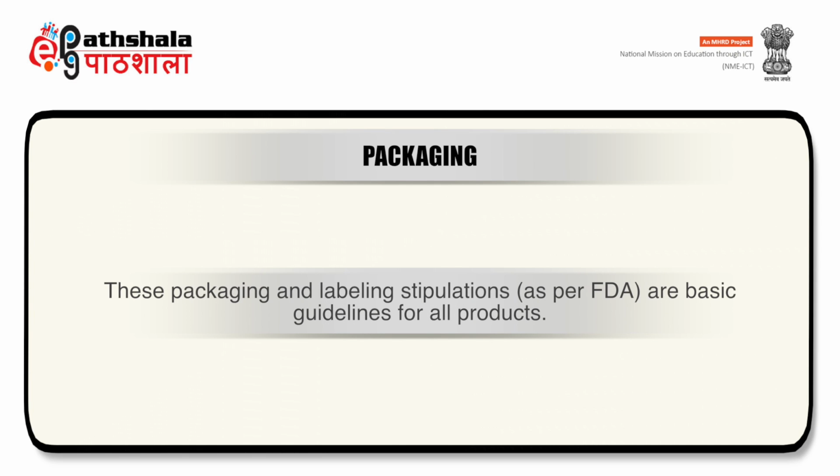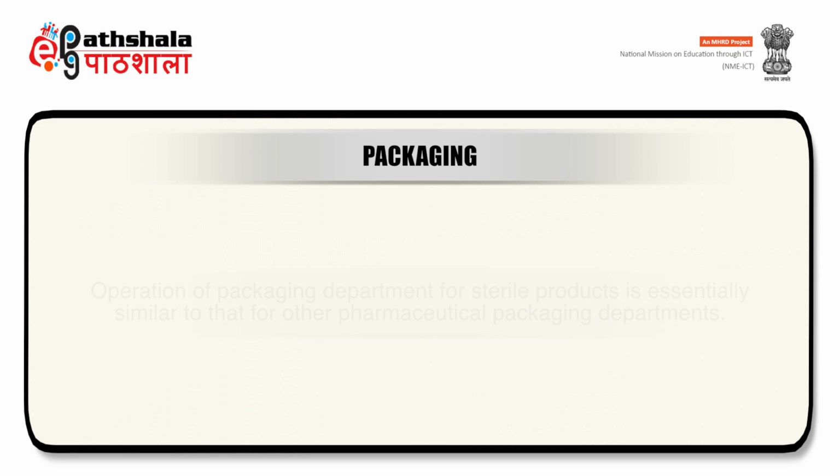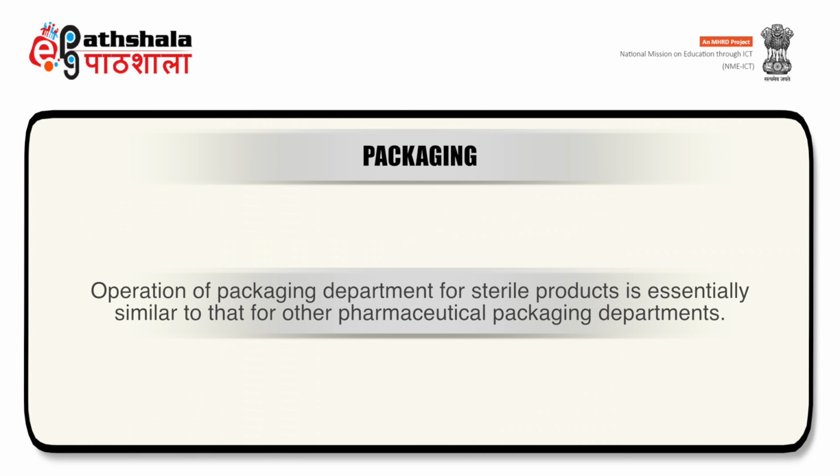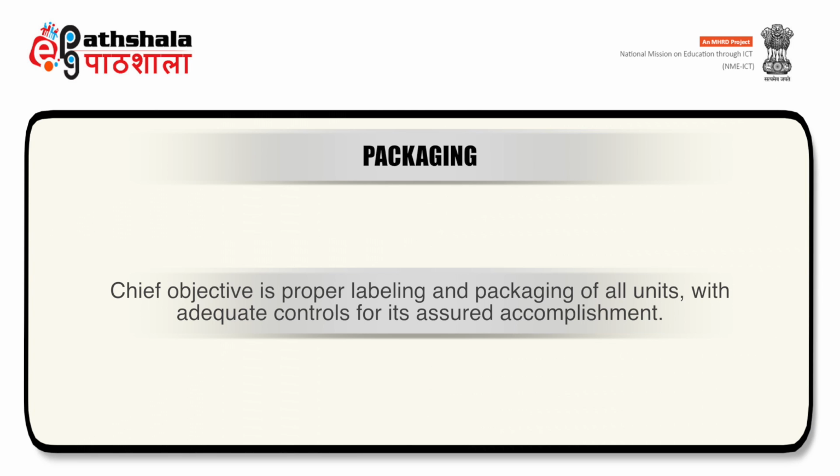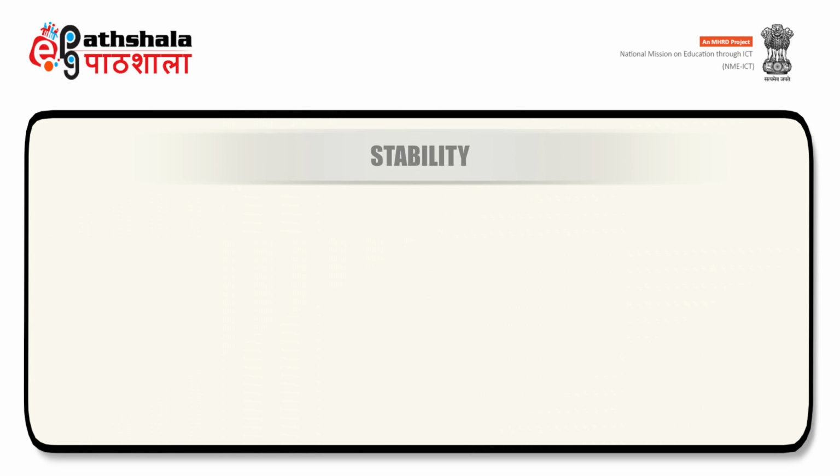These packaging and labeling stipulations are basic guidelines for all products. Operation of packaging department for sterile products is essentially similar to that for other pharmaceutical packaging departments. Chief objective is proper labeling and packaging of all units with adequate controls for its assured accomplishment. Now we will discuss the stability of the product.